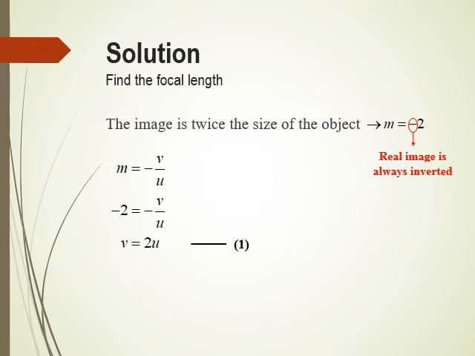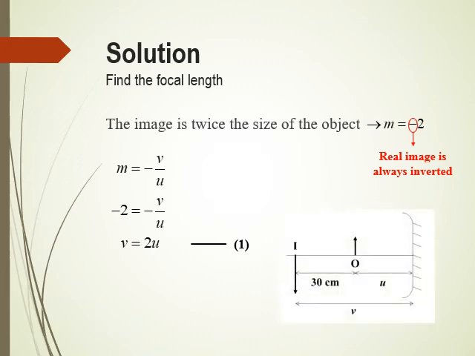How do I know that this is the first equation? Because when you have two unknowns, definitely you are going to need two equations. Now, how am I going to form the second equation? Try to sketch the diagram again. If you look at this first equation, it tells you v equals positive 2u, which means you have a real image located in front of the mirror. And 2u tells you that this image is located further away from the object. Therefore, this would be the diagram.